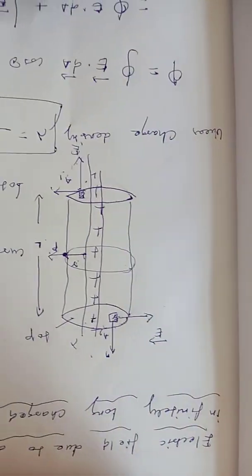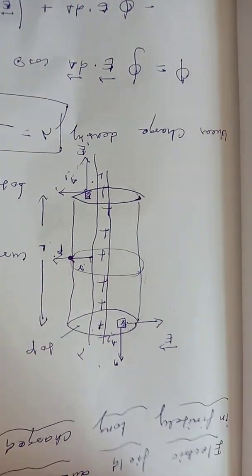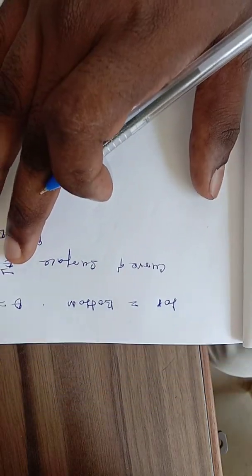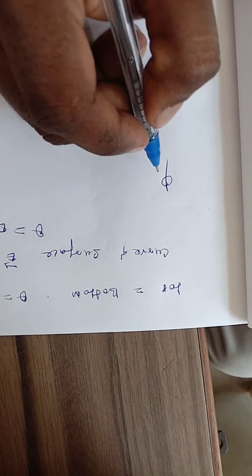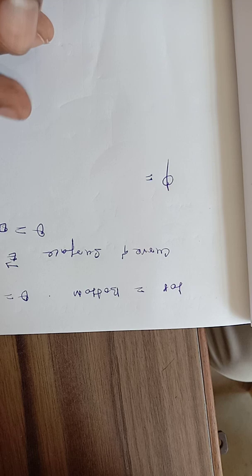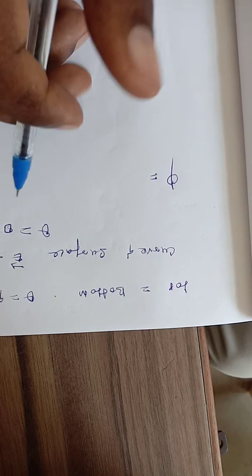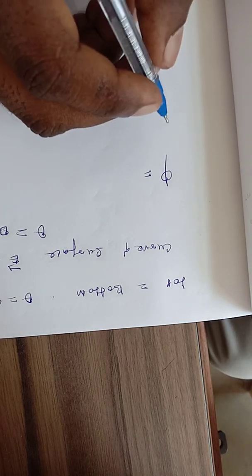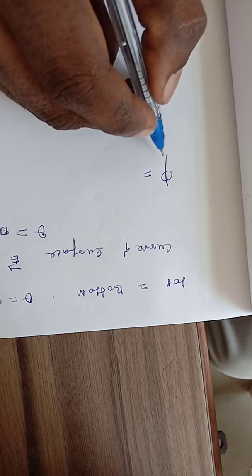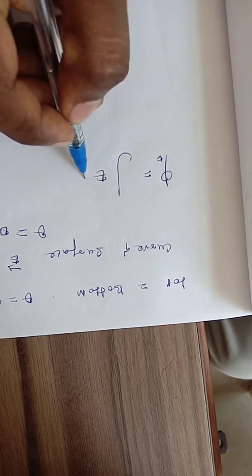From the equation E dA cos theta, for the top and bottom, cos 90 is equal to 0, and for the curved surface, cos 0 is equal to 1. So the electric flux exists only for the curved surface of the cylinder.